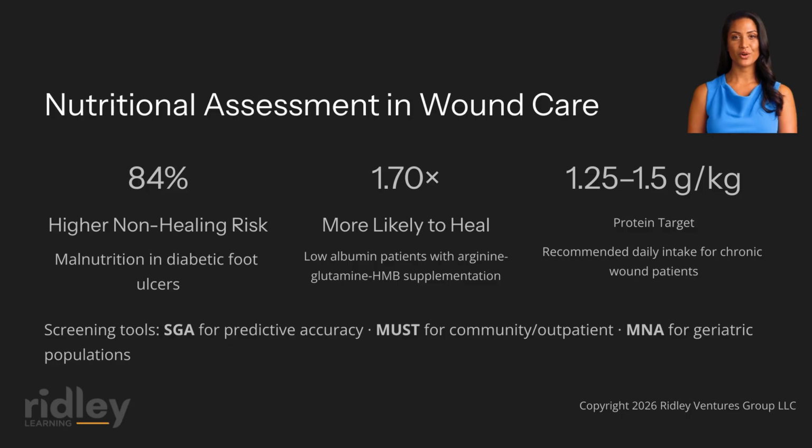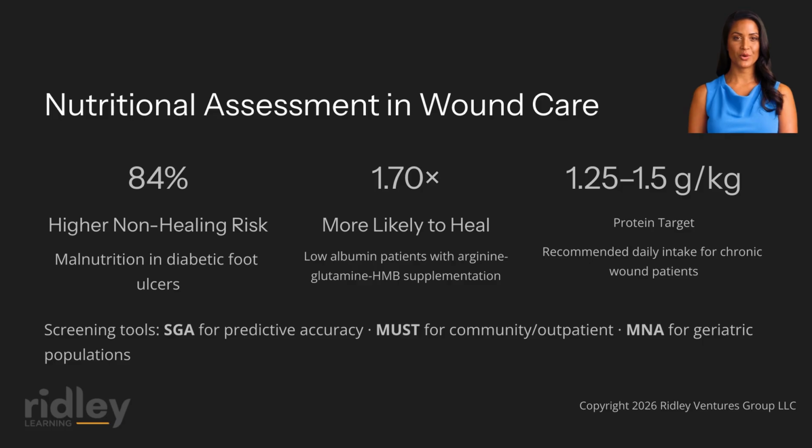Protein supplementation forms the cornerstone of nutritional intervention for wound healing. Optimal daily protein intake for patients with chronic wounds ranges from 1.25 to 1.5 grams per kilogram of body weight, with higher intakes recommended for patients with pressure injuries and those with significant exudate losses.